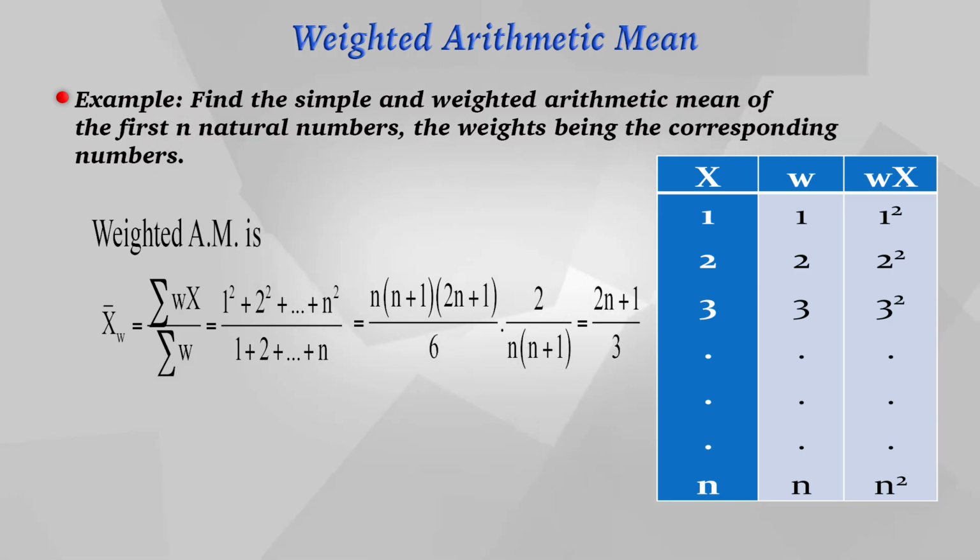But if we calculate the weighted arithmetic mean, we take the summation Wx divided by summation of W, that is the weight. So, it comes 1 square plus 2 squares plus up to n square, divided by the total numbers. So, then the weighted mean comes (2n+1) divided by 3.